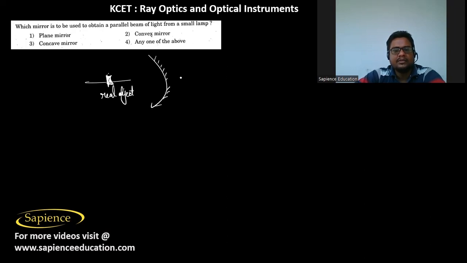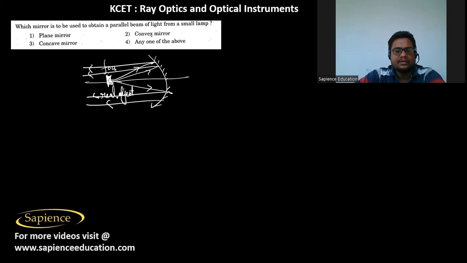So if we keep this lamp at the focus, then after reflection from the concave mirror, it will form a parallel beam of reflected light rays. So option 3 is the correct answer. It should be a concave mirror.